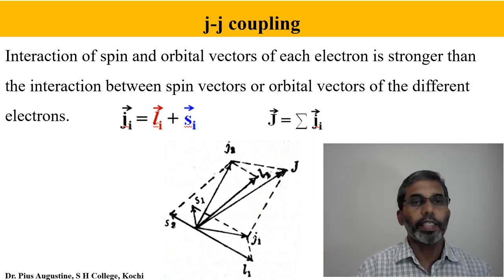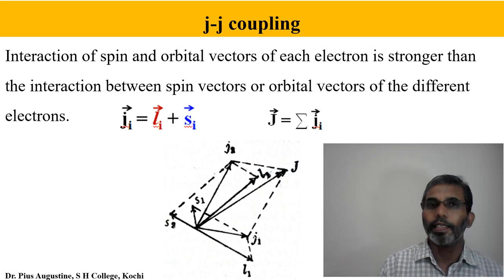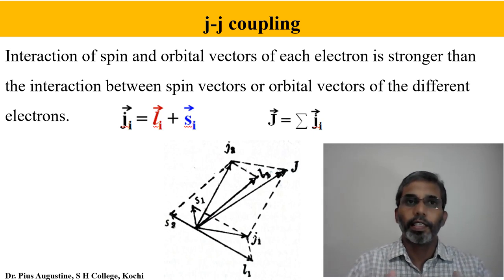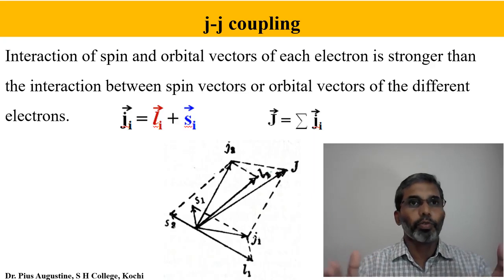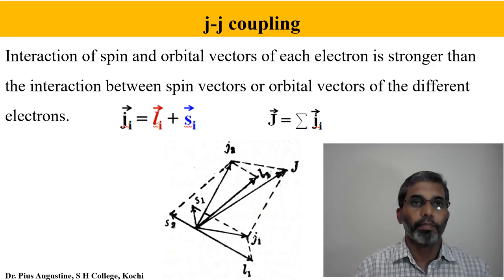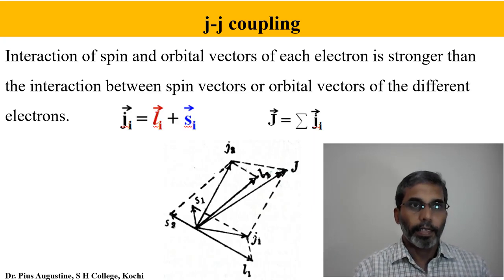We will not go into detail on this JJ coupling, as it is generally seen in heavy atoms. For our discussion in these undergraduate studies, we are focusing on one electron or two electron systems, not heavy atoms. Okay, so we will be mainly focusing on LS coupling.